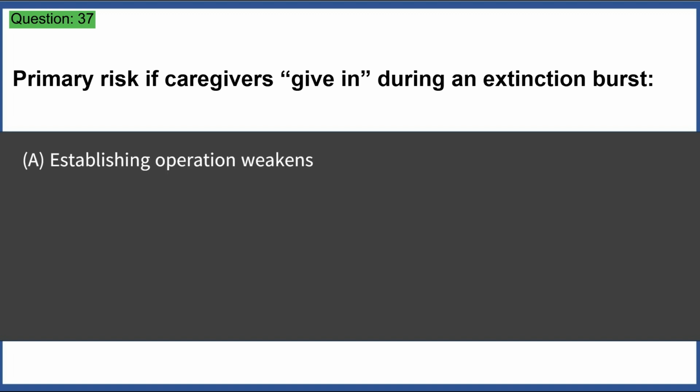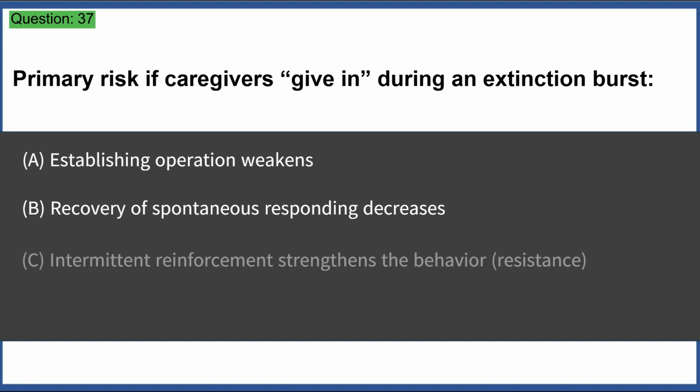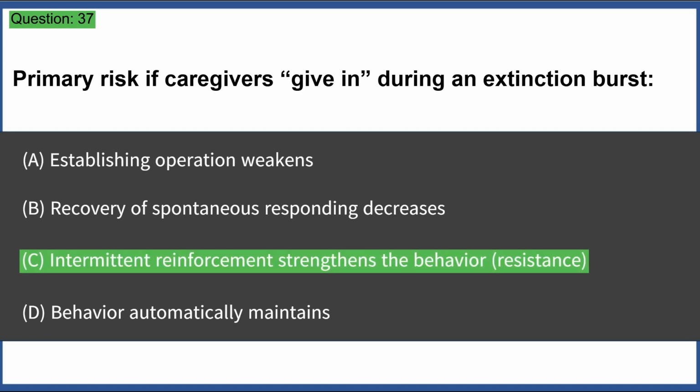Primary risk if caregivers give in during an extinction burst. A. Establishing operation weakens. B. Recovery of spontaneous responding decreases. C. Intermittent reinforcement strengthens the behavior, resistance. D. Behavior automatically maintains. Answer C. Partial reinforcement effect.